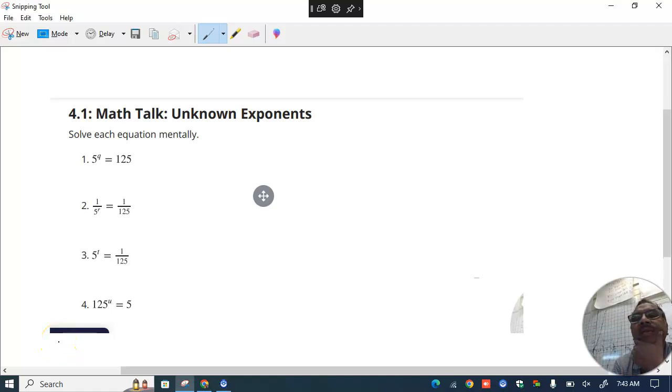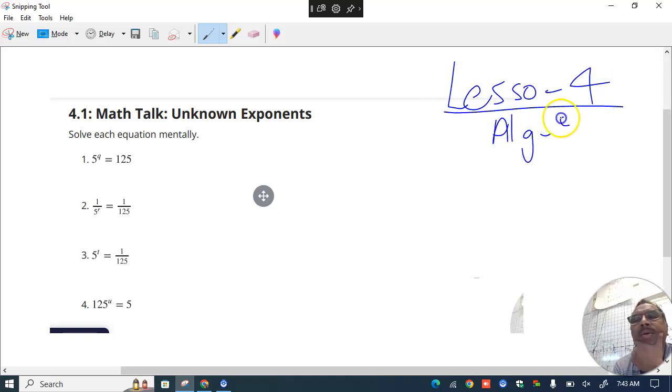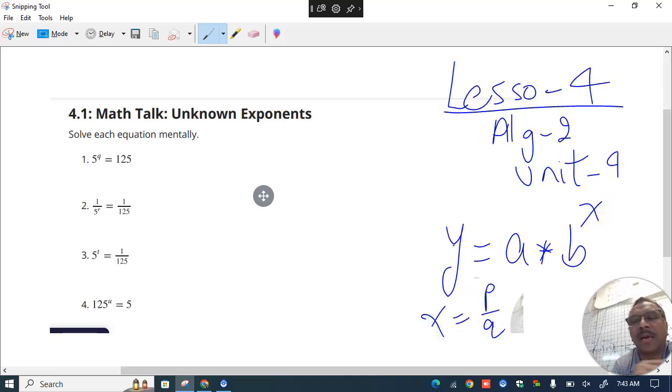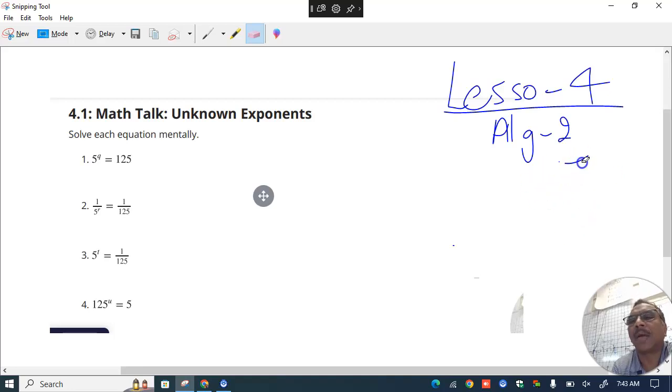Okay, so this is lesson number 4, Algebra 2, Unit 4. And this is the question about having rational inputs. That means you're going to have y equals a times b raised to x, where x could be p over q. So it can be any fraction like this. So let's walk through some of the activities.